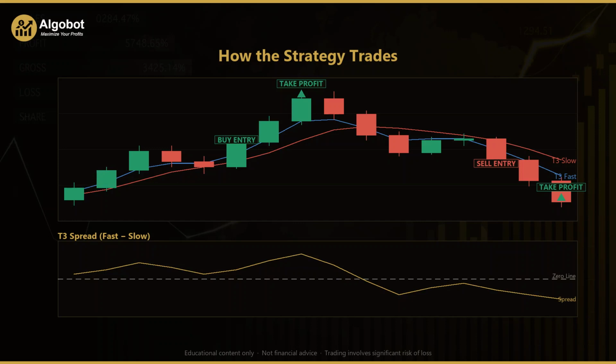Notice the symmetry. In both cases, the strategy did the same thing. It waited for a clear trend, allowed a shallow pullback while the spread stayed on its own side of zero, and only acted when the spread turned fresh in the trend's direction. It never chased the pullback itself. That patience, entering on the resumption rather than the pause, is the whole idea behind this approach.